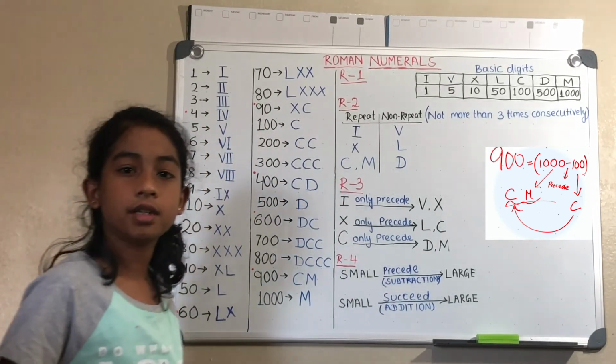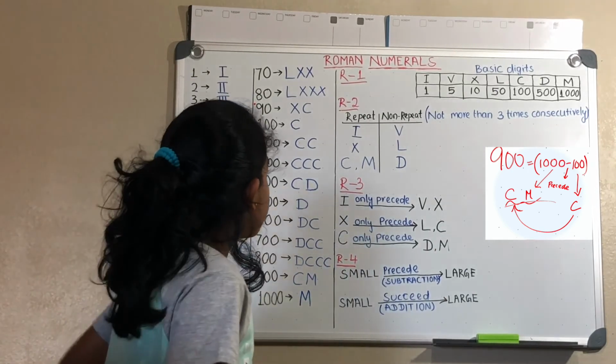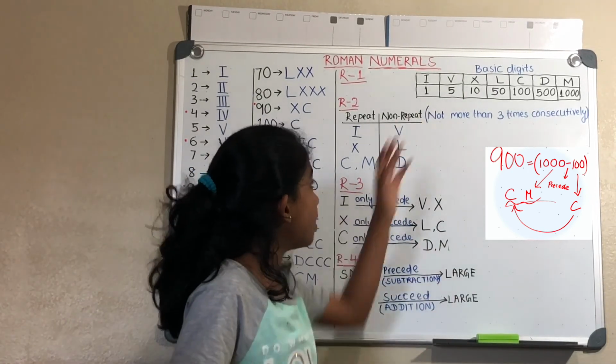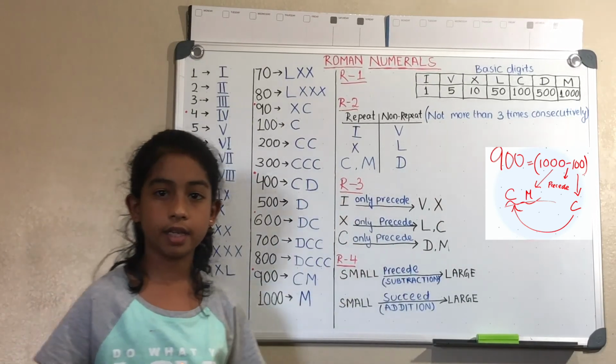Now we took a look at all the Arabic numbers converting to Roman numerals and how that happens. We discussed the rules and the basic digits. Those are the basic things that you have to know.